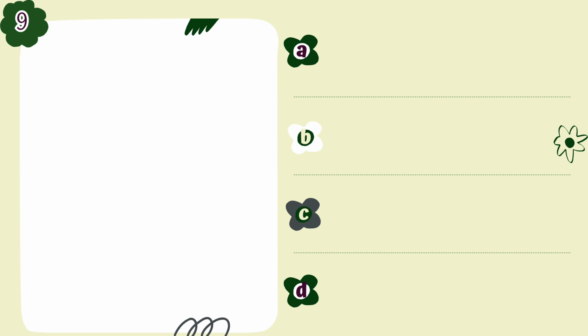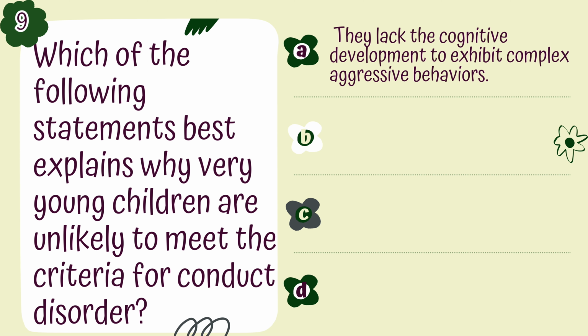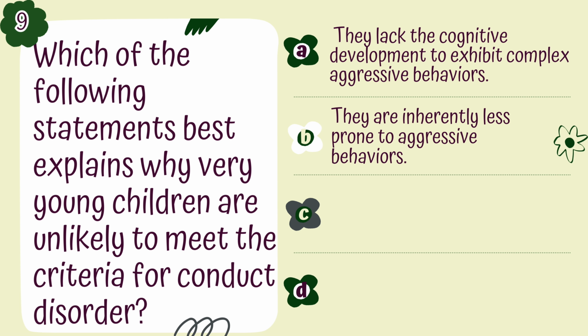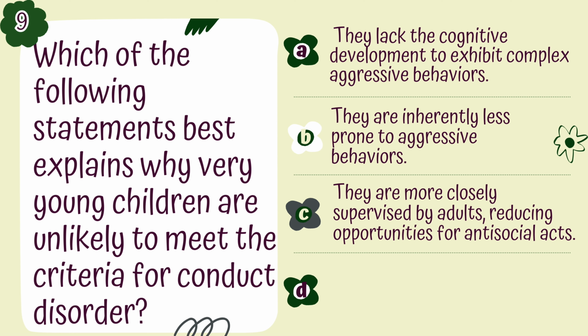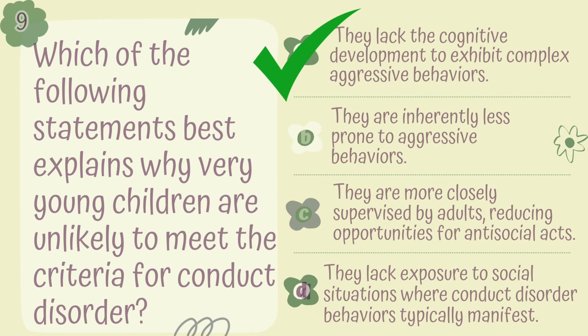Question 9. Which of the following statements best explains why very young children are unlikely to meet the criteria for conduct disorder? A, they lack the cognitive development to exhibit complex aggressive behaviors. B, they are inherently less prone to aggressive behaviors. C, they are more closely supervised by adults, reducing opportunities for antisocial acts. Or D, they lack exposure to social situations where conduct disorder behaviors typically manifest. The correct answer is A. They lack the cognitive development to exhibit complex aggressive behaviors.